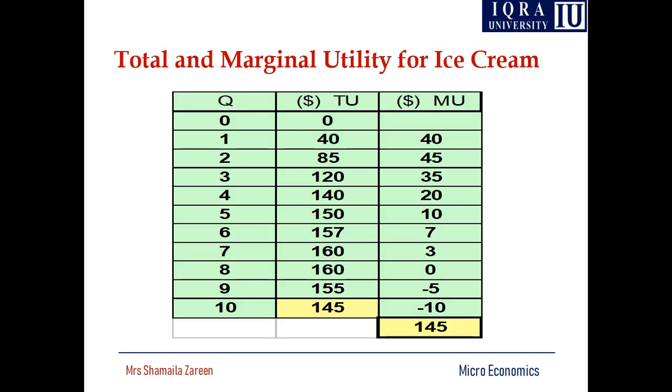This table is showing the behavior of total and marginal utility for ice cream. You can easily see that quantity is given, as utility is a function of quantity, so you can derive the marginal utility from the total utility.